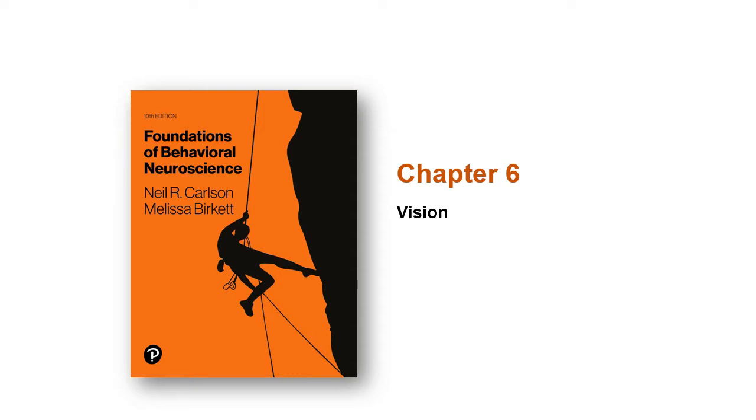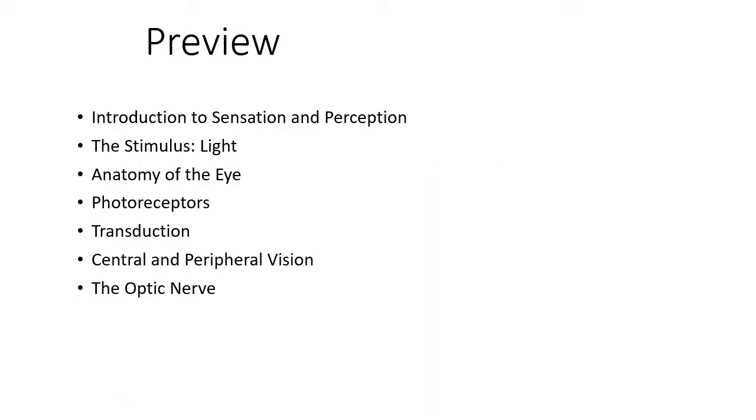In this lecture, we will be going over vision. So we are going to cover a plethora of things here. We're going to start with an introduction to sensation and perception, look at how that works for all the senses. Then we'll talk about the stimulus being light. We'll look at the anatomy of the eye. We'll look at some photoreceptors. We'll talk about transduction. Then we'll look at the central and peripheral vision and the optic nerve, and then a few of the side things or the issues with vision.